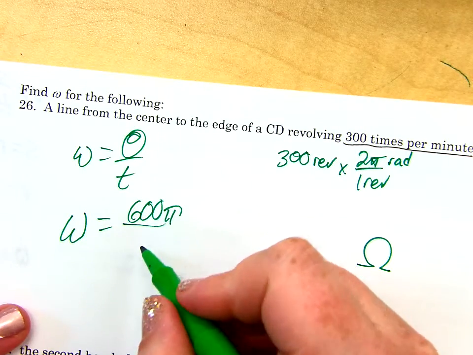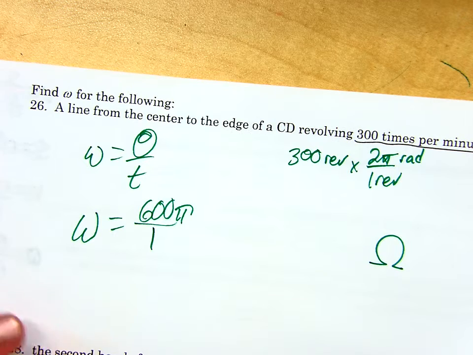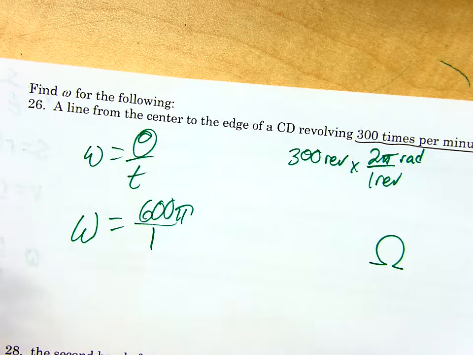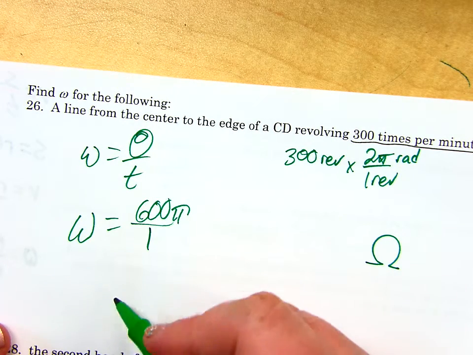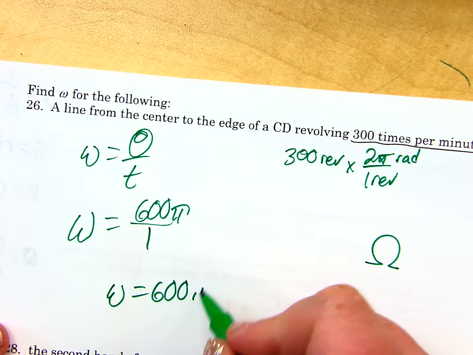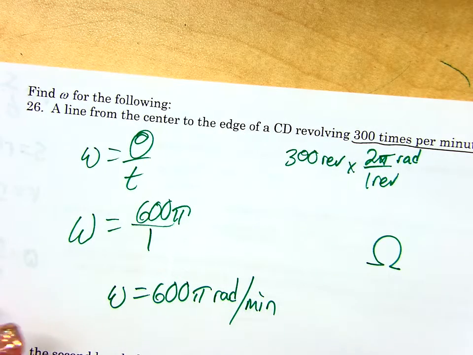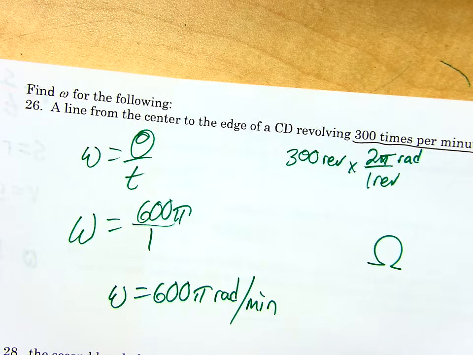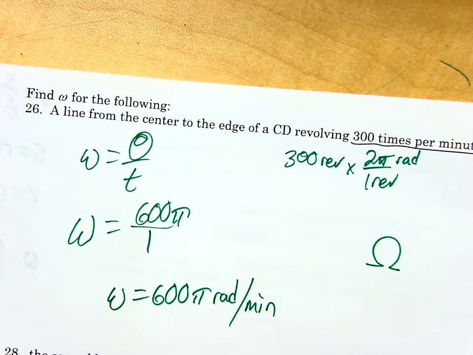Okay, so per minute. So guys, they didn't specify what units I need to be in. So if I just leave 1, I'm in minutes. So this would be 600 pi radians per minute. 600 pi radians per minute. Is this all right? Everybody's okay?